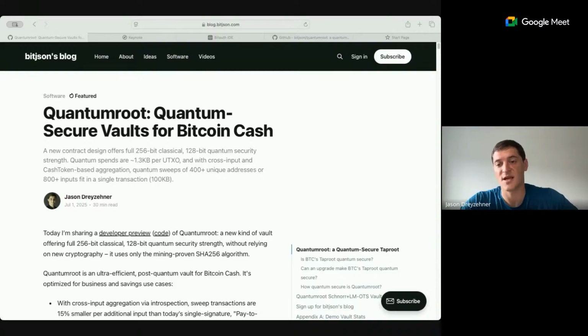And the cross address aggregation uses cash tokens to identify whether or not you have the authority to move funds in this vault. I'll talk more about it as we get to it. There are two kinds of addresses in the vault that we'll talk about. One is the quantum lock address, and the other is the typical receive address.